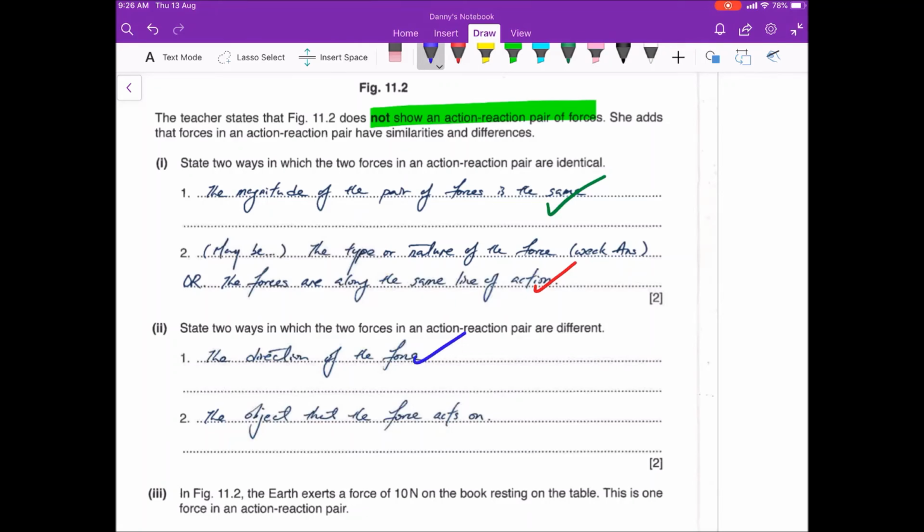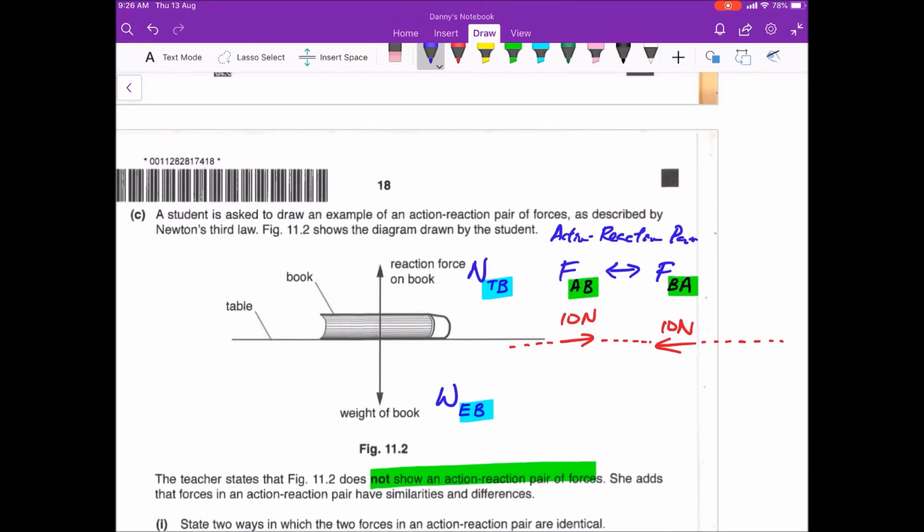The other thing is that the object that the force acts on will be different. So what do I mean? FAB acts on B, and the action-reaction, FBA, acts on A. Can you see that one acts on B, then the other one acts on A? Okay. So for example, if I want to know the action-reaction pair of this force, it will be the force acting by the book on the earth. So can you see this one is on the earth, this one is on the book.